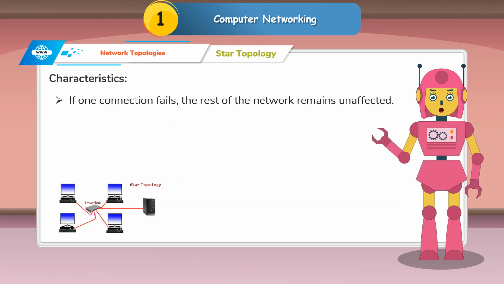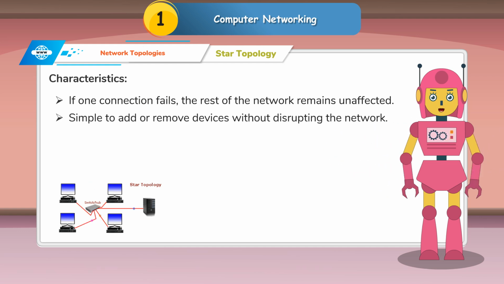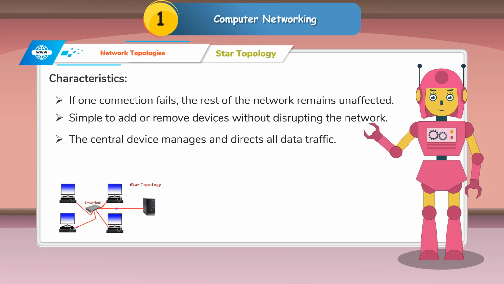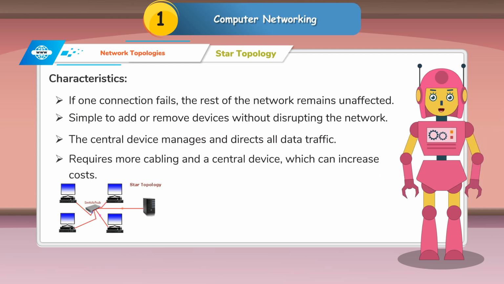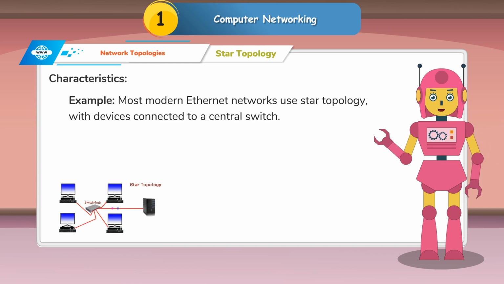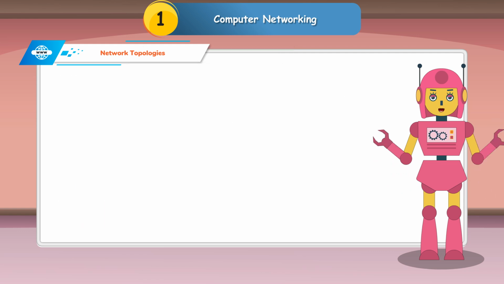Characteristics: if one connection fails, the rest of the network remains unaffected. Simple to add or remove devices without disrupting the network. The central device manages and directs all data traffic. Requires more cabling and a central device, which can increase costs. Example: most modern Ethernet networks use star topology with devices connected to a central switch.